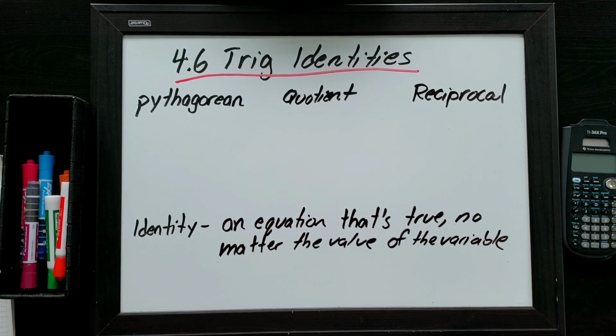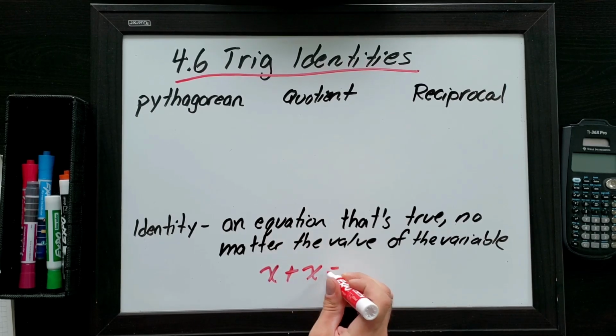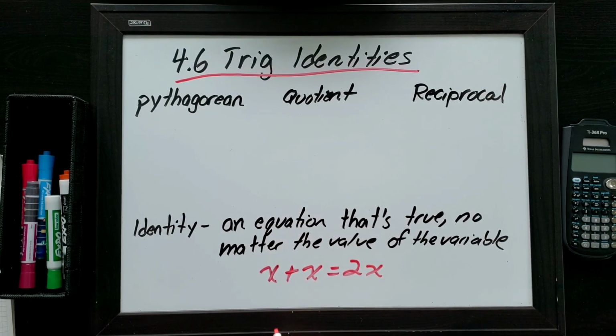So for instance, an equation that's true no matter what variable, I'll make a very simple example. x plus x equals 2x. So this is an identity because no matter what the value of x is, this is going to be true, guaranteed. 1,000,000 plus 1,000,000 equals 2,000,000. 1 plus 1 equals 2 times 1. This is true no matter what.